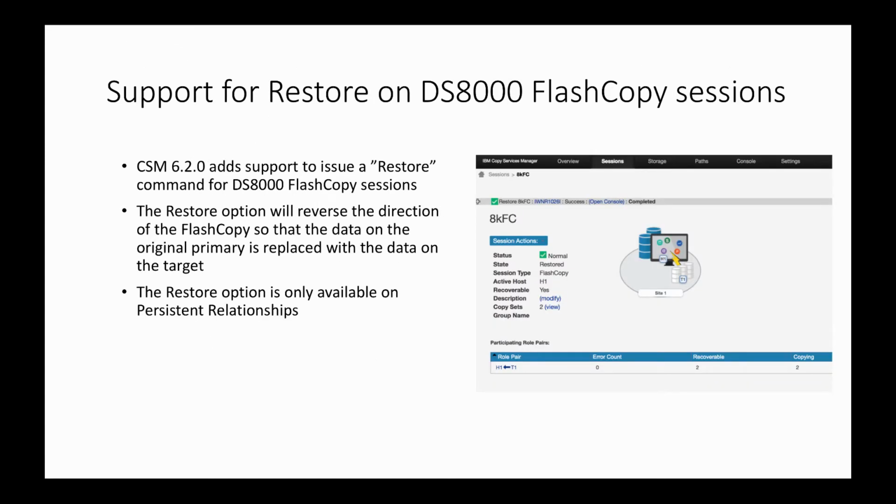Alright, next feature is our support for restoring DS8000 FlashCopy sessions. So we've had support for FlashCopy for a long time now. However, what we haven't had is the ability to restore a FlashCopy session. So now in 6.2 we actually provide a restore command. So after you've done a flash, the session goes into that target available state. As long as the relationships are persistent, you can actually now issue that restore, and we will reverse the direction of that FlashCopy so that your source is now overridden with whatever was on that target volume, and now you've restored the volume. Once restored, you can then reflash back the other way.